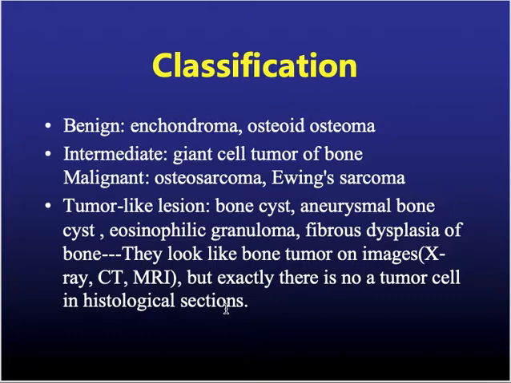What is a tumor? The primary tumors originate in the bone from bone-derived cells and tissues. And what are the secondary tumors? They originate from other sites and spread to the bones, right? As I told you, the example of carcinoma of prostate or breast or lungs, they can spread to the bones.